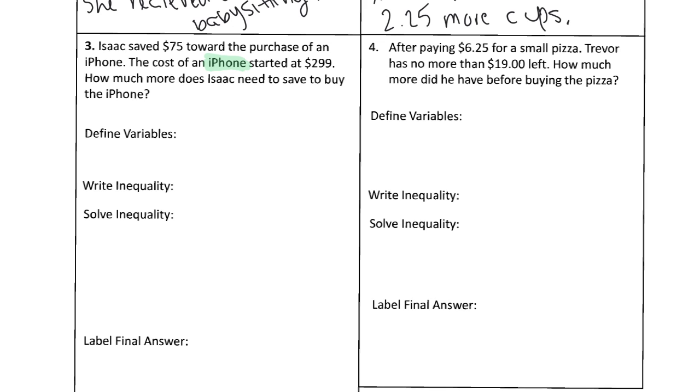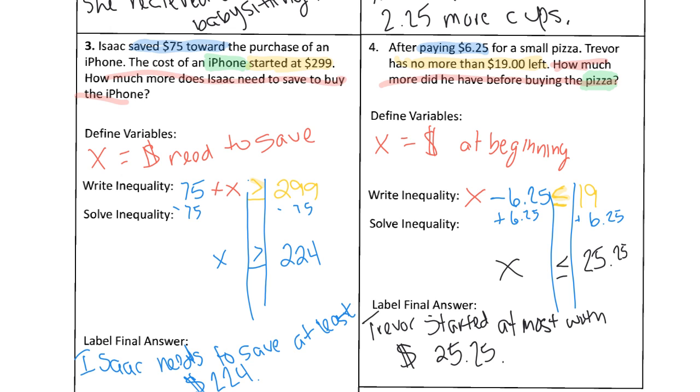Okay. Now looking at number 4. After paying $6.25 for a small pizza, Trevor has no more than $19 left. How much did he have before buying the fries? Yours says fries. It should say pizza. I don't know what I was thinking when I was typing. I was getting my words all confused. So hopefully you made those changes to iPhone and pizza. Now I want you to take a couple minutes and try doing 3 and 4 on your own.